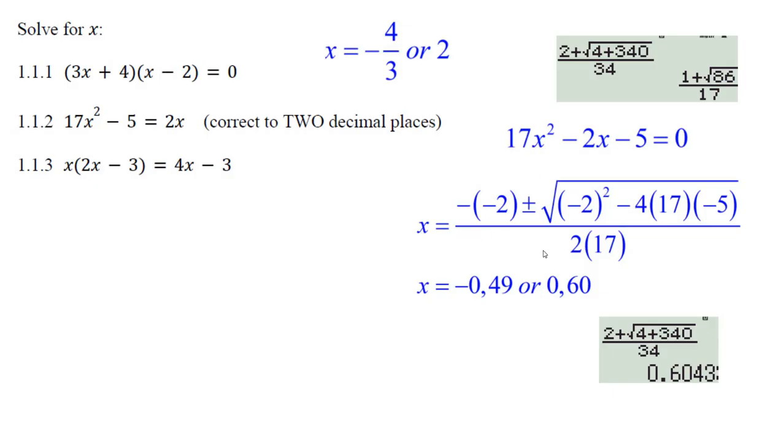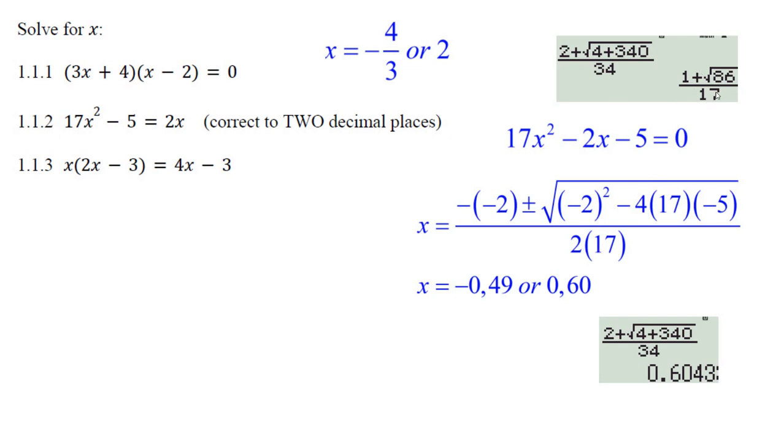Now you could type it into your calculator exactly like this, but you might know that minus and minus make 2. You might know that 2 times 17 is 34, 4 times 5 is 20, and you might be able to write 340 in there, but you could type it into your calculator like that. Over 2 times a, 2 times 17 over 34.